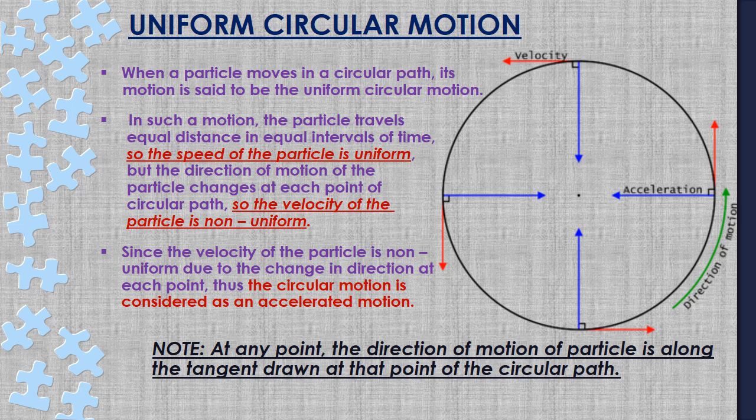This is important to note, that at any point the direction of motion of a particle is along the tangent drawn at that point of the circular path. As shown in the diagram, at 4 points I have shown the direction of the motion of the body, that is drawn as the tangent to the circle. So the direction of motion of a particle in a circular path is shown by drawing the tangent at that point.